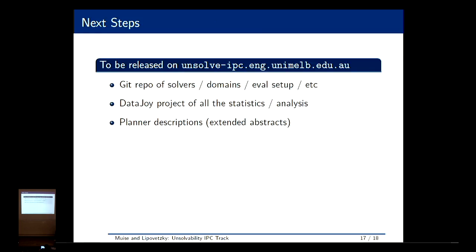So next step for us, we are going to release all this information at this URL. There is a Git repository with the solvers, the domains, the evaluation setups. You can run everything again if you want. It takes quite a long time, so patience. Then we have a DataJoy project with all the statistics and analysis tools that we used. So there is the JSON with all the data and some Python scripts that you can just click, run, and change to find different stuff. And all the planner descriptions with extended abstracts.